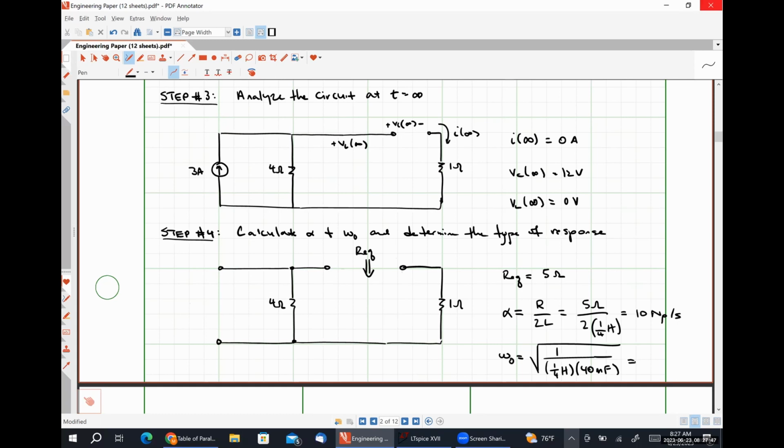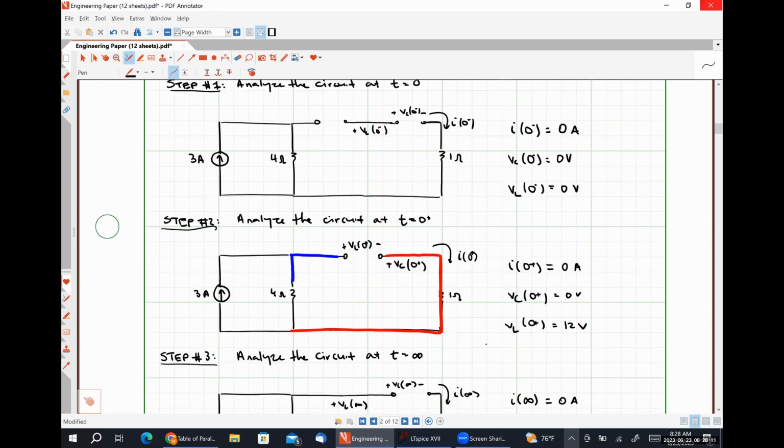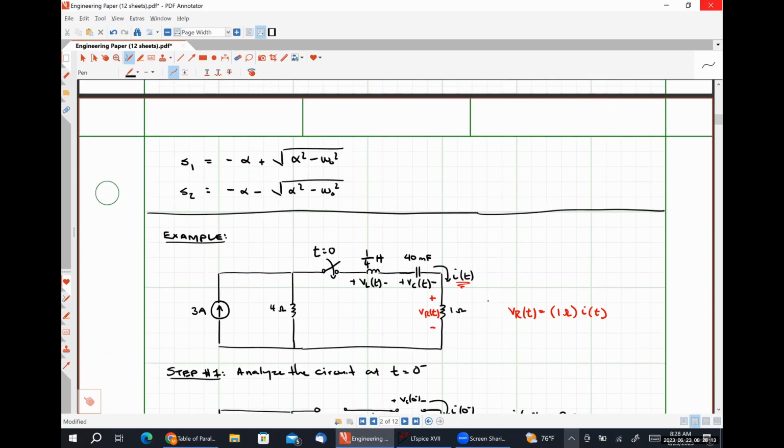The reason why I don't want this to also be 10 is so I can show you an example of a different type of response, right? There's nothing wrong with it being 10 here, but effectively we're going to be doing almost the exact same thing that we did on Wednesday, and I want to show you a different type. So all I'm going to do is change the value of this capacitor to 50 millifarads, and that should be enough to fix things. So let me go up here and correct that.